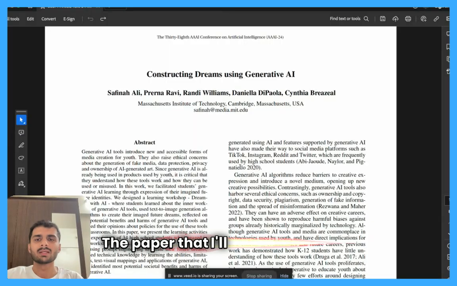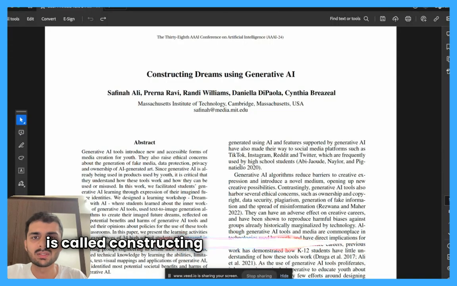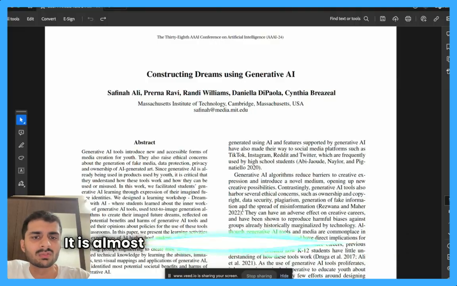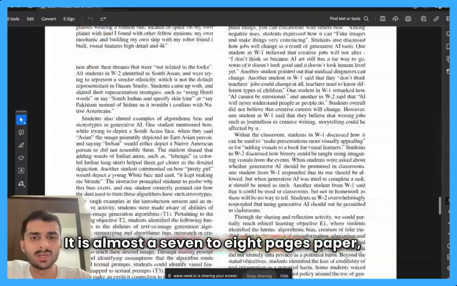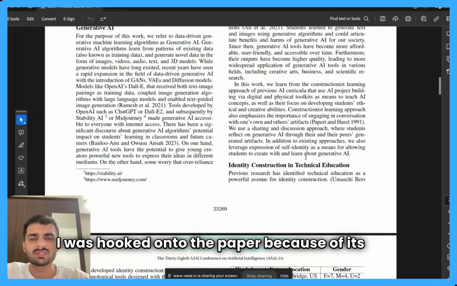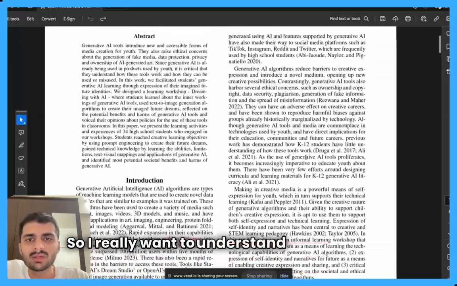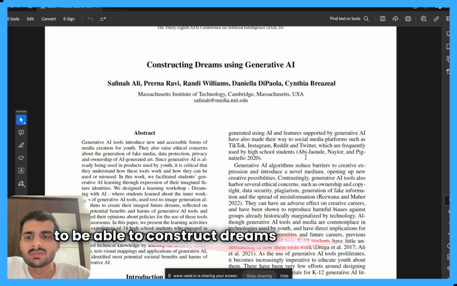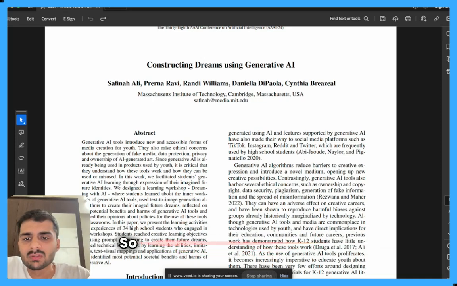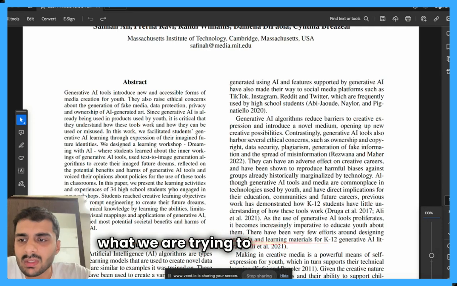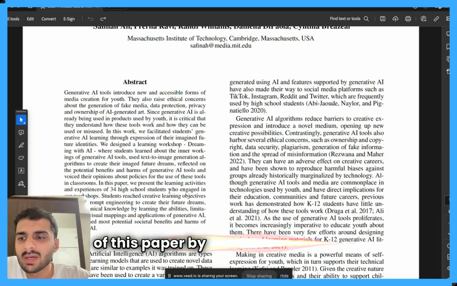Let's dive right in. The paper that I'll be reading today is called Constructing Dreams Using Generative AI. It is almost a 7 to 8 pages paper, and I was hooked onto the paper because of its title. So I really want to understand what it means to be able to construct dreams using generative AI. So first, let's try to get a gist of what we are trying to learn as a part of this paper by reading the abstract.